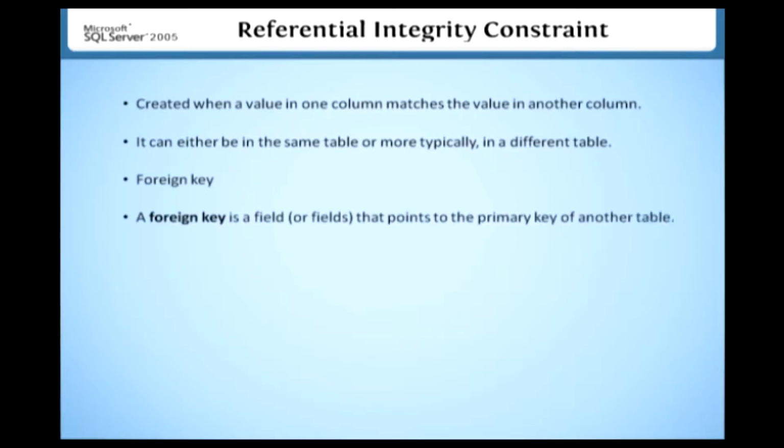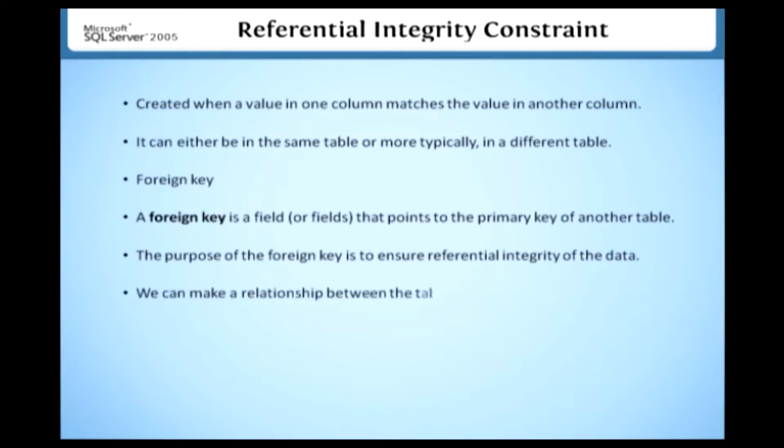A foreign key is a field or fields that points to the primary key of another table. The purpose of the foreign key is to ensure referential integrity of the data. This means we can make a relationship between the tables. Let's discuss this with an example.